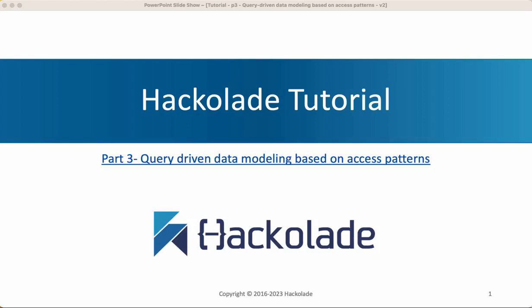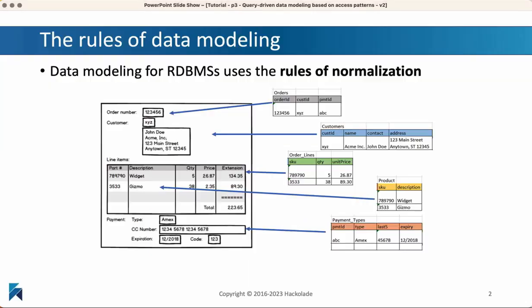We've treated data modeling concepts and JSON in previous episodes, which I obviously invite you to go back and look at. But right now we're going to be focusing on a very specific topic. We're going to dive right in, which is query-driven data modeling based on access patterns. Let's take a look here, right?